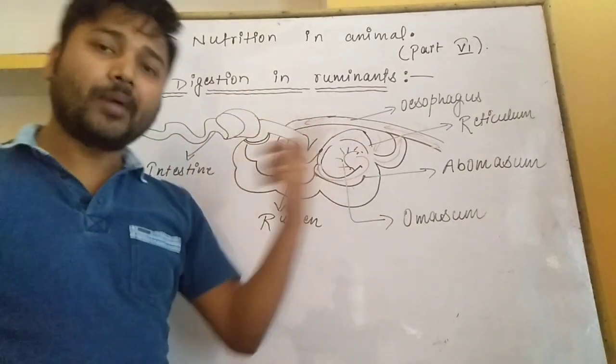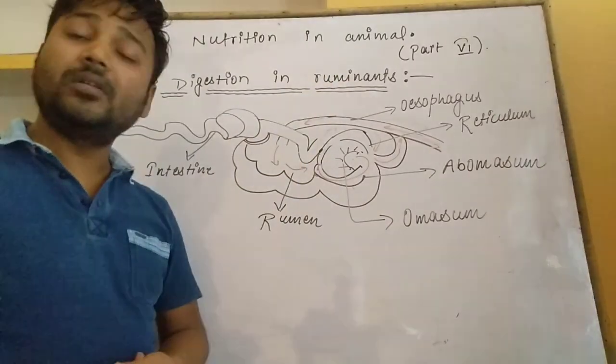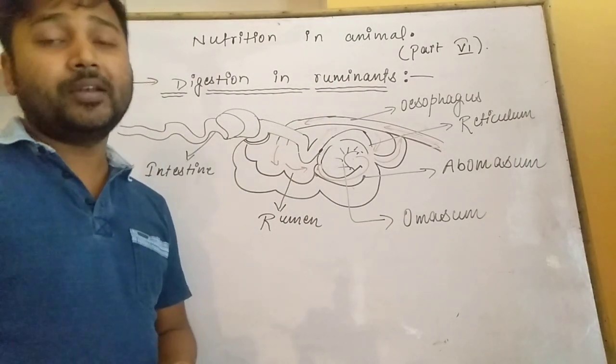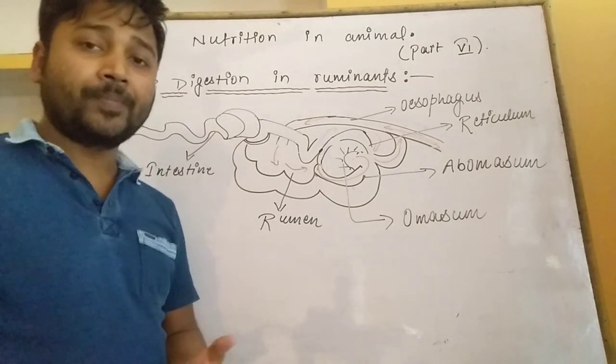Ruminant के digestion के बारे में हम लोग डिस्कस करेंगे. तो सबसे पहले ये जानना जरूरी है कि ruminant animal कौन कौन से होते हैं. The ruminant animals are like cow, buffalo, horse, etc.